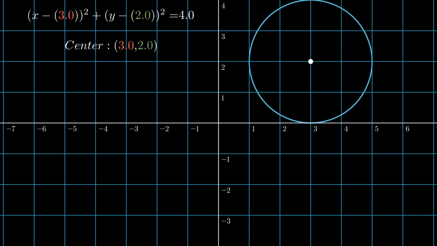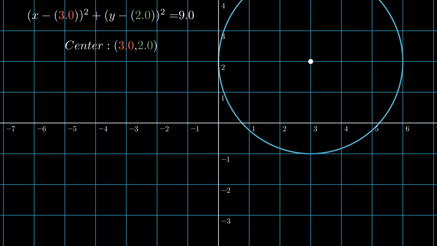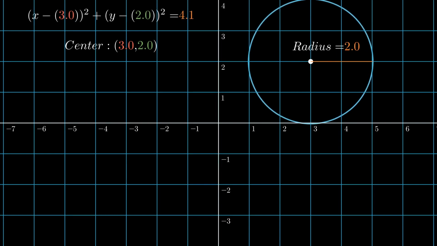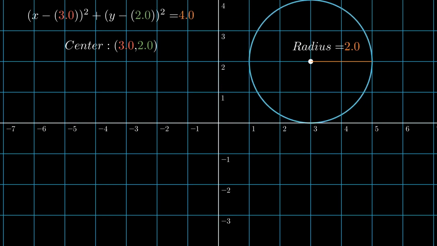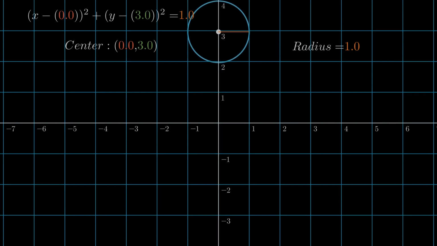So we can see that the last number is related to the radius of the circle. And for those of you who saw the pattern, good job, because this last number will always be the square of the radius of the circle. So when our radius is 3, the last number is 9. And when our radius is 1, well, the last number is just 1.